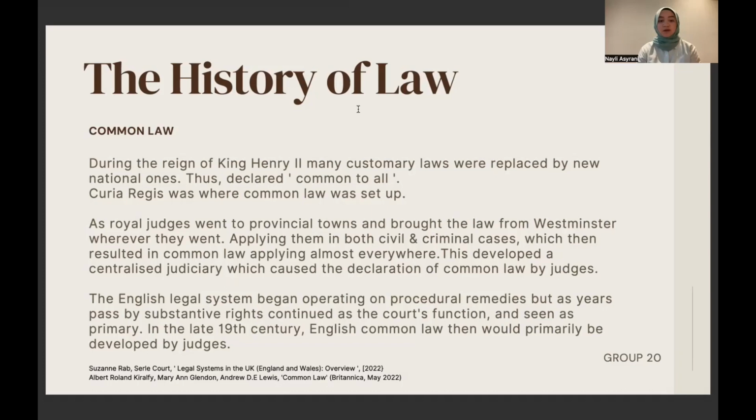The English legal system began operating on procedural remedies, but as years passed, substantive rights continued as the court's function and were seen as primary. In the late 19th century, English common law would primarily be developed by judges.